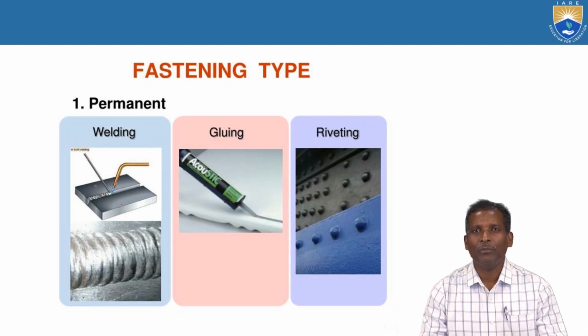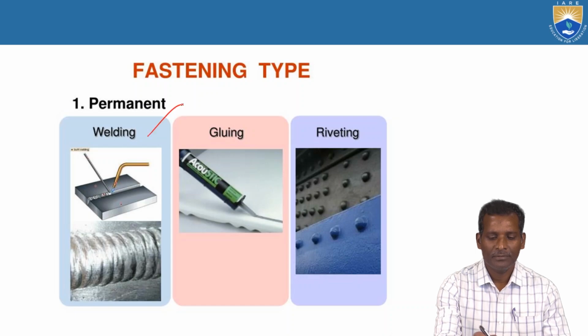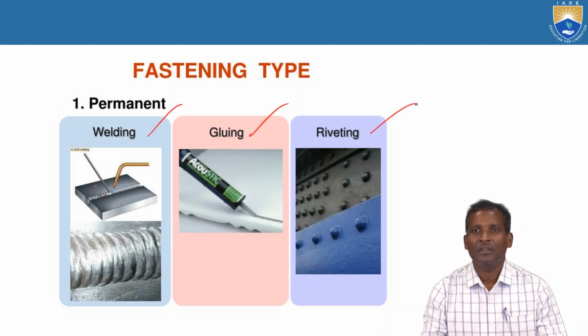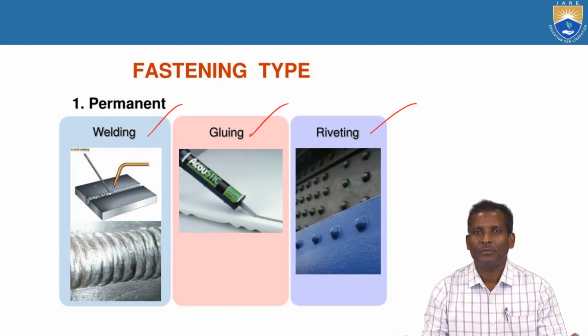In the permanent type, in this diagram, welding, gluing and riveting are shown. These are the permanent types of joints. Suppose you want to join two plates or two members permanently. With the help of welding it is possible, another is riveting, another is gluing. These are called permanent joints.